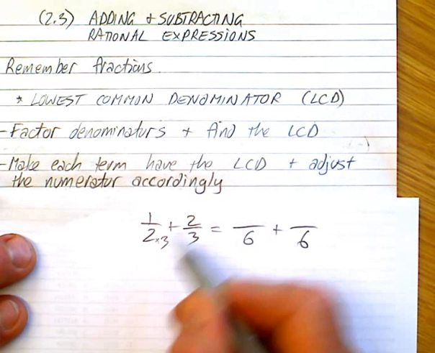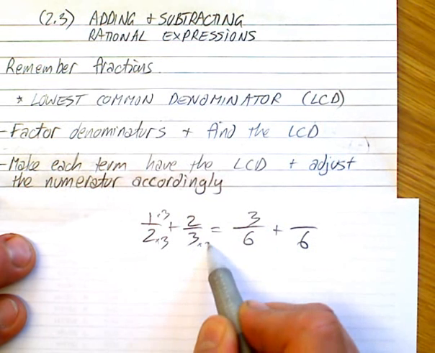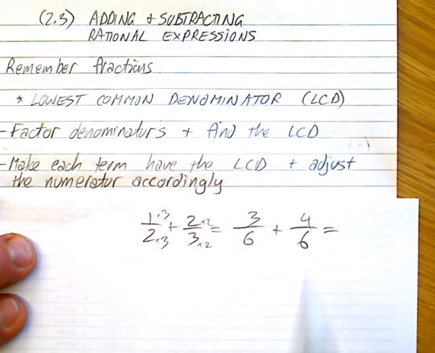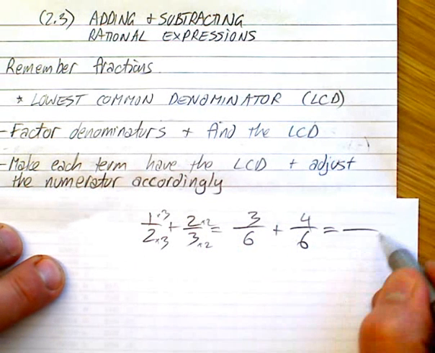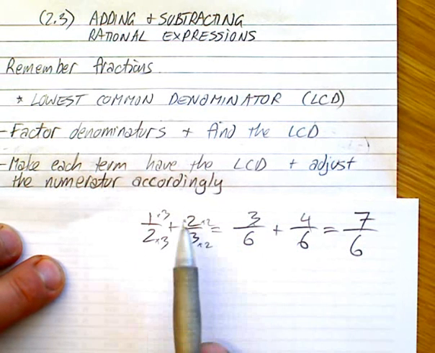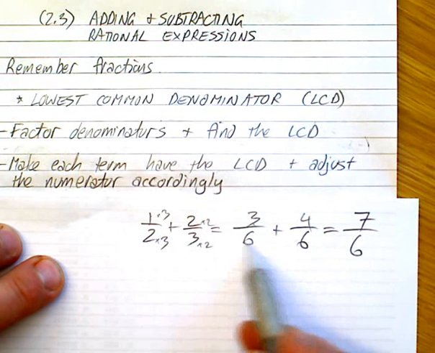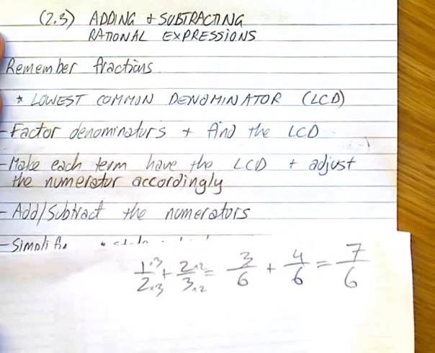2 times 3 gives me 6. 1 times 3 gives me 3. 3 times 2 gives me 6. 2 times 2 gives me 4. Whatever you do to the bottom, you have to do to the top. And now, common denominator of 6. 3 plus 4 is 7, and you are done. So that's what I mean by make each term have the LCD. Your LCD is 6. Adjust the numerator accordingly. Then add or subtract the numerators, whatever is being asked.